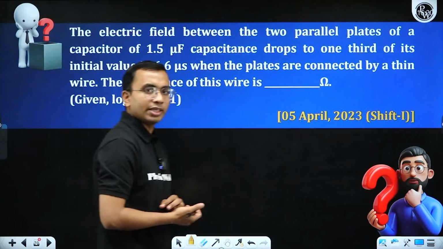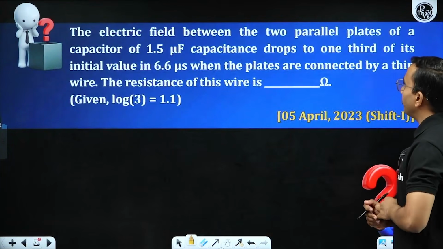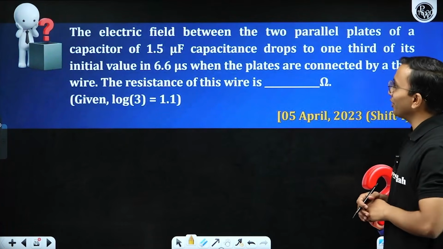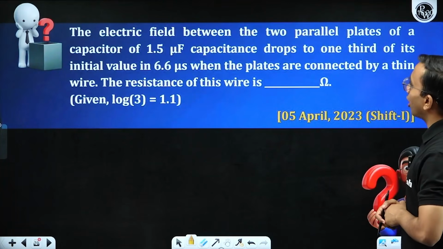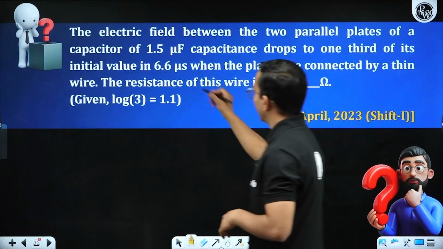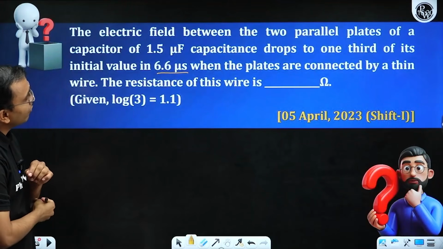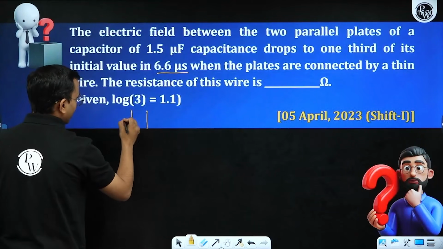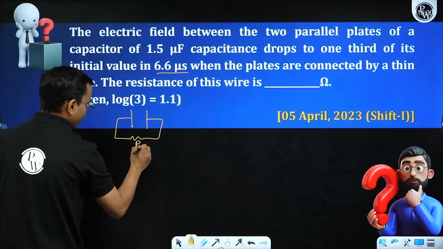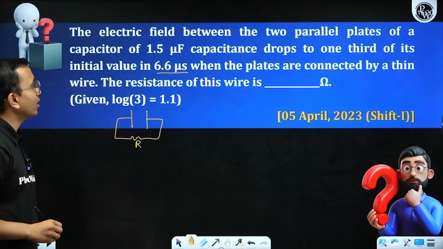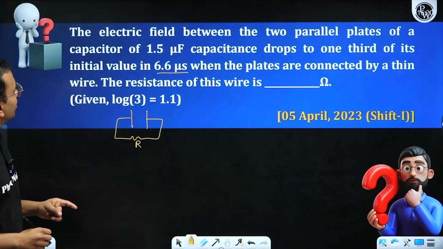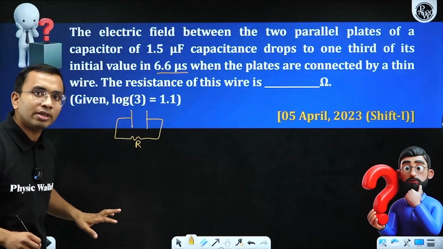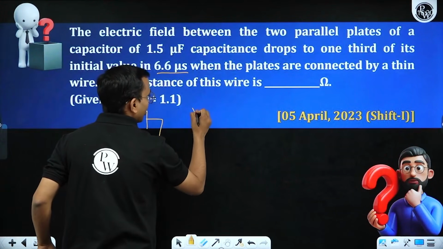Okay, another question we are having here, let us read it out. The electric field between two parallel plates of a 1.5 microfarad capacitor drops to 1/3 of its initial value in 6.6 microsecond when the plates are connected by a thin wire. The resistance of this thin wire is? So plates are connected by a thin wire, you can consider this a condition like this also, having a resistance, like this is my capacitor. Now here it is saying that the electric field drops to 1/3. Electric field drops to 1/3 means potential drops to 1/3, isn't it? So potential drops to 1/3.